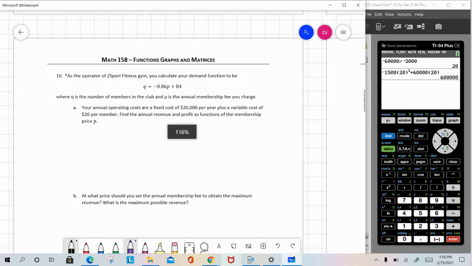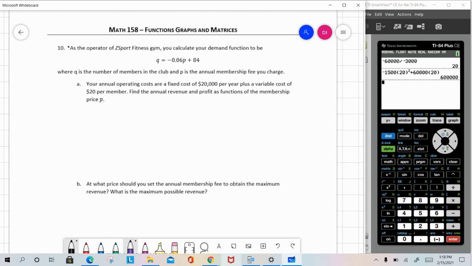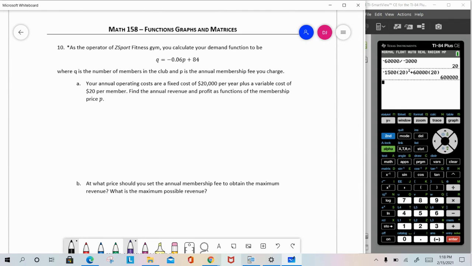Here's another example. As the operator of Z Sport Fitness Gym, you calculate your demand function to be, this is going to be similar, might be the exact same thing, we'll see. The demand function is Q equals negative 0.06p plus 84, where Q is the number of members in the club and P is the annual membership fee that you're going to charge. Your annual operating costs are a fixed cost of $20,000 per year plus a variable cost of $20 per member. Find the annual revenue and profit.